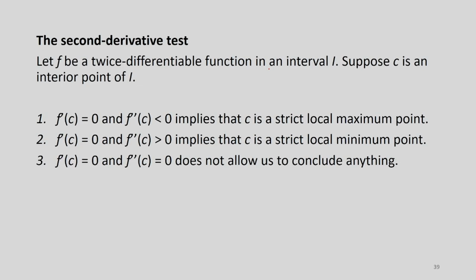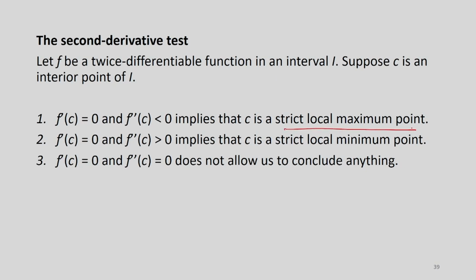Now, what we are going to discuss today in some length is what is known as the second derivative test. So, let f be a twice differentiable function in an interval capital I. Suppose small c is an interior point of I. Then you have three conditions. First condition is saying that f dash of c is equal to 0 and f double dash of c is less than 0 implies that c is a strict local maximum point.